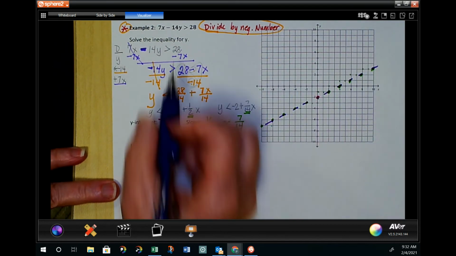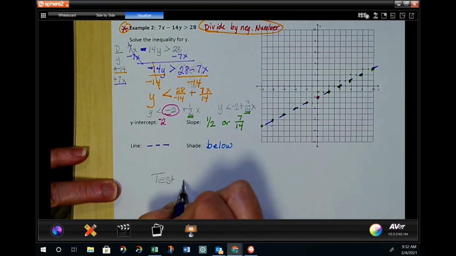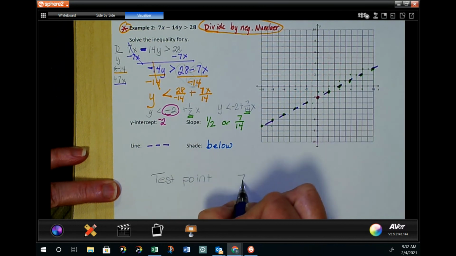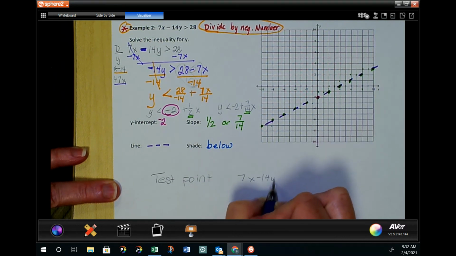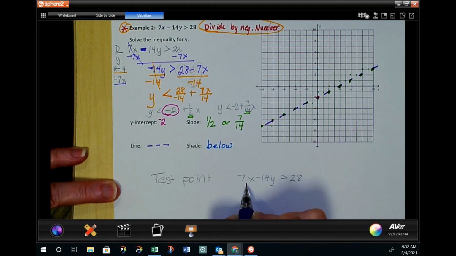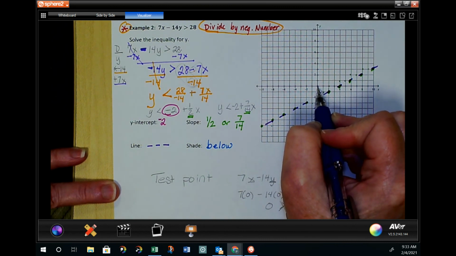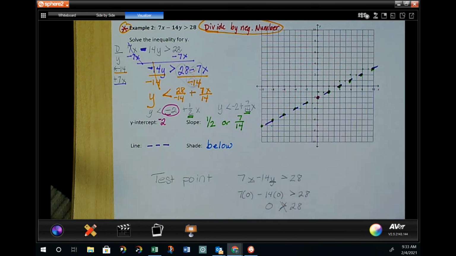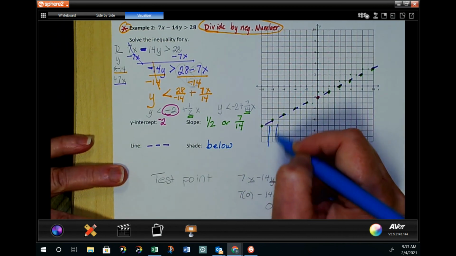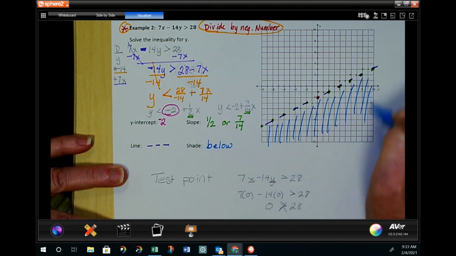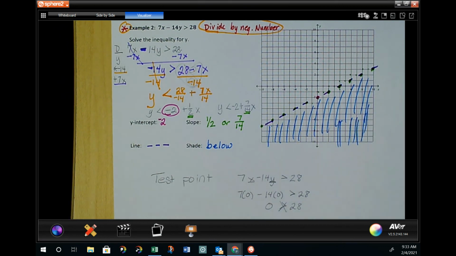Now we can do that test point again. You have 7x minus 14y is greater than 28. So I'm going to plug 0 in for x, 0 in for y. So 7 times 0 minus 14 times 0 is greater than 28. Oh, well, 0 is not greater than 28. So I'm not going to include anything above my line because that's the test point. I have to include everything below the line. So you have to shade below your line.